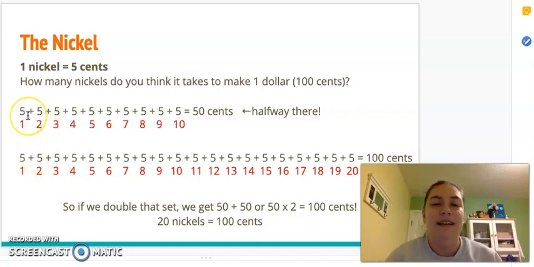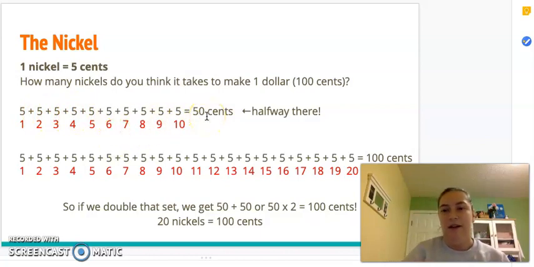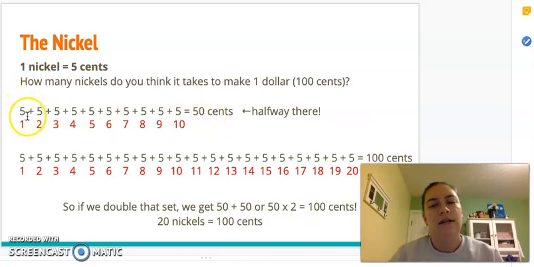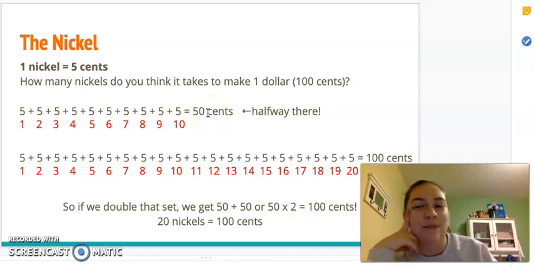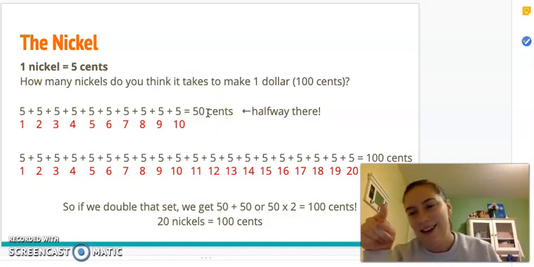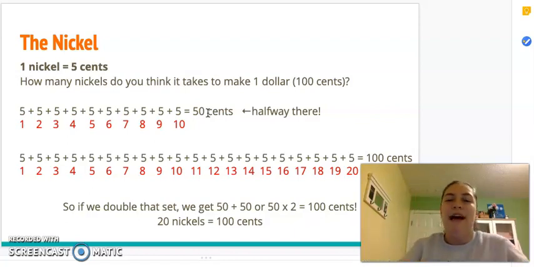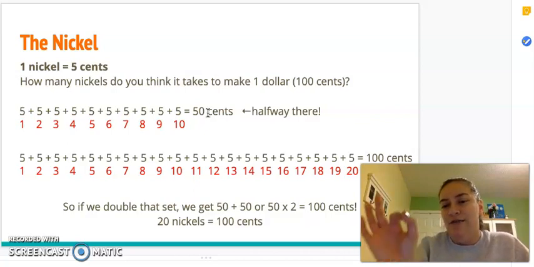So I did repeated addition, and I did 5 plus 5 plus 5 plus 5 all the way 10 times, and I added them up, and I was like, oh, I'm only at 50 cents. But hey, I'm halfway there, right? So 10 times 5 is 50. For my people who are thinking, oh, she could have just done multiplication, that's the same thing as repeated addition. Good job, you caught me. But I'm doing the repeated addition just so you can see how it looks when you're counting individual coins.